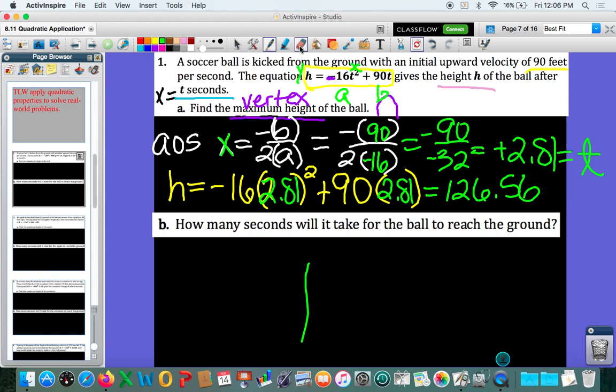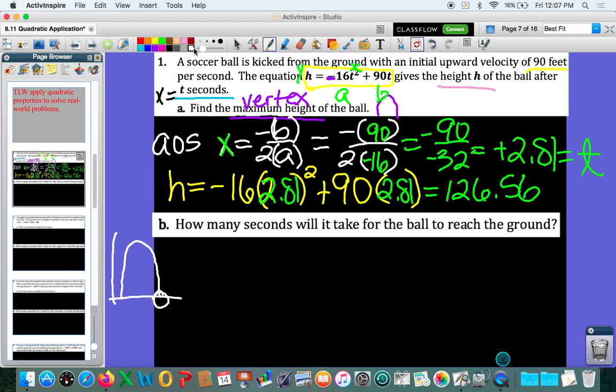How many seconds will it take for the ball to reach the ground? Well, if I draw a picture here, here's where I kicked it. I kicked it into the air and then it came back down, back to the ground. So I've got this right here where it comes back to the ground. Of course, this is just a sketch, guys. Don't take this as the exact picture. But ball gets kicked in the air, comes back down to the ground.